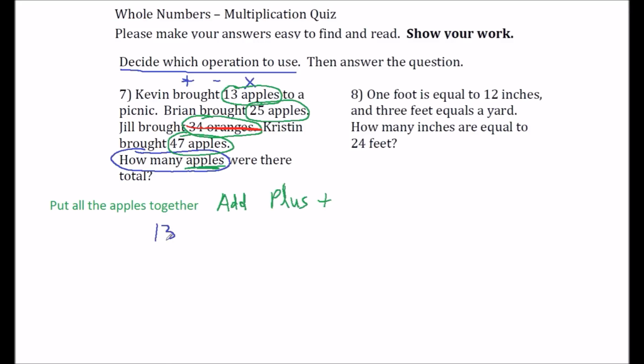So we'll have 13 apples plus 25 apples plus 47 apples, and that is all of our apples. Again, the 34 is oranges. We're not going to include that in our total of apples. As we're doing this work, adding 3 numbers, remember there are different strategies here. You can start with 3 plus 5, which gives you 8, and then 8 plus the 7 gives you 15, and then the 1 gets carried. You'd have 1 plus 1 gives you 2, 2 plus 2 gives you 4, and then 4 plus that 4 gives you 8. So final answer, 85 apples.